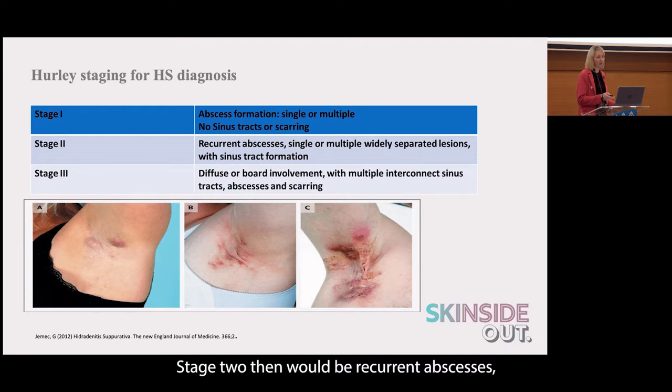Stage 2 would be recurrent abscesses, single or multiple widespread lesions in the hair-bearing areas, and they often form sinus tracts. And this would be your moderate HS. Stage 3 is your diffuse or broad involvement with multiple interconnected sinuses, and this is your severe HS, which leads to restricted movements if the scars are left.